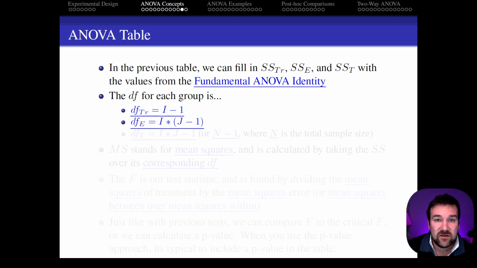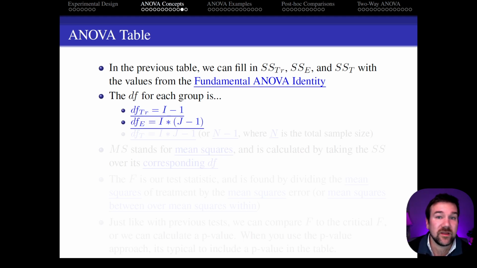For DFE, or again the other notation, DFW, for this component, the degrees of freedom, I take capital I times, and then in parentheses, J minus 1. So remember, capital I is the total number of groups. Capital J is the total number of observations within each group. I'll note this assumes that the total number of observations within each group are the same, because if they're not, capital J would depend on which group you're in.